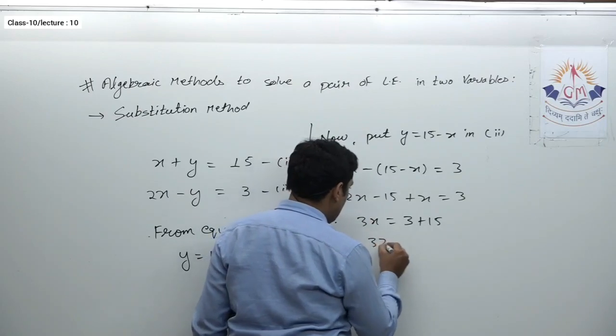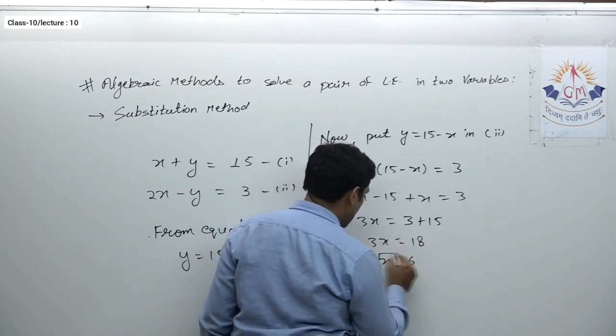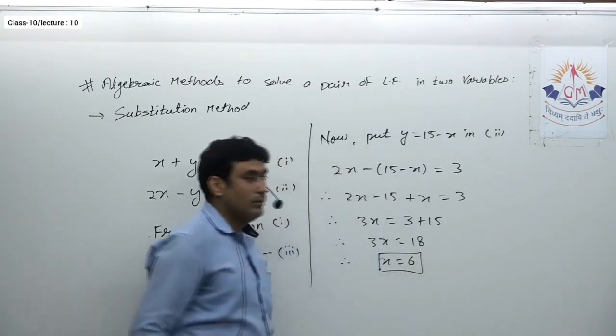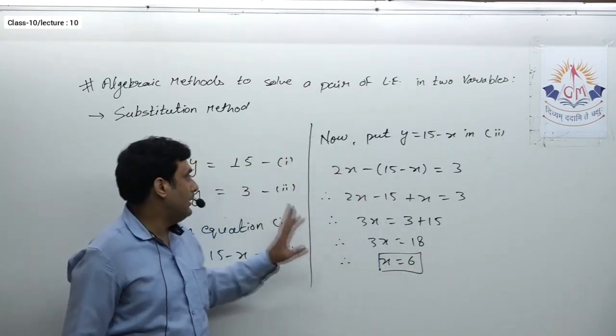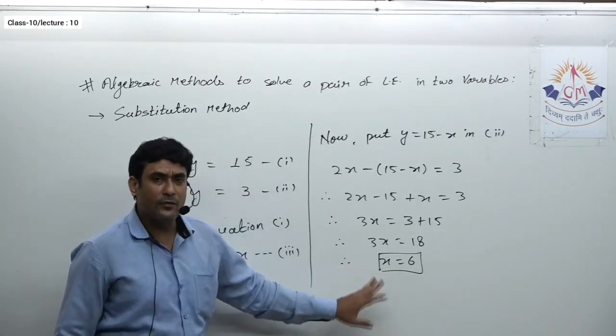So 3x is equal to 18. This gives you x equal to 6. Okay, so here we got the value of one variable. Now we have to find the value of another variable. For that there are so many different ways.